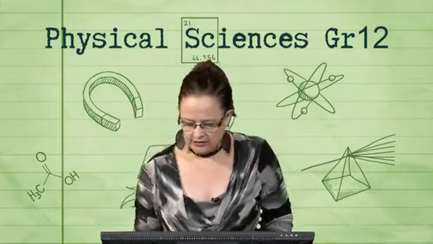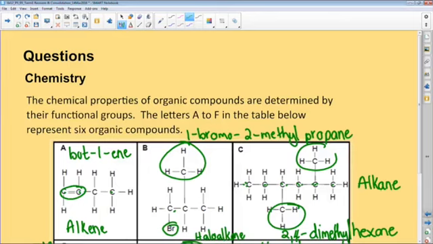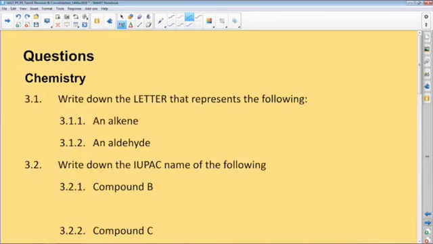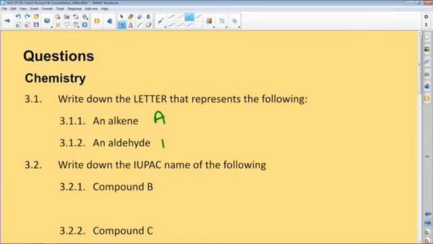So now we go to the question, and the first question is, write down the letter that represents an alkene. So we go, hang on, where was the alkene? It was A. Don't even have to think about it. So we go back and we say, well, that was A. Where was the aldehyde? So we go back to our question and we go, the aldehyde was D. Don't have to think about it.